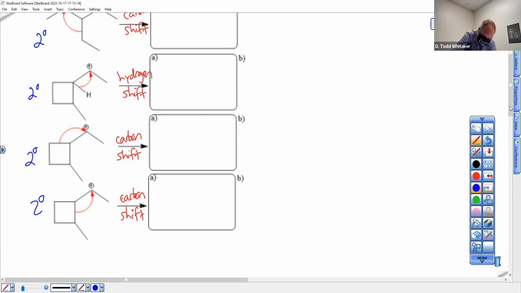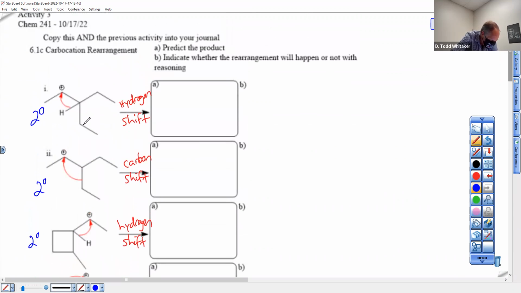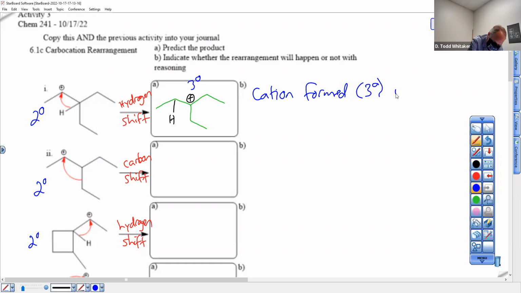So our first one, we're going to definitely get a rearrangement like drawn here, because when you are finished, you're going to have this and this. If you're curious about the H that moved, here it is. You don't have to show it, but there it is. And now your cation is over here, which is now tertiary cation formed. Tertiary is more stable.